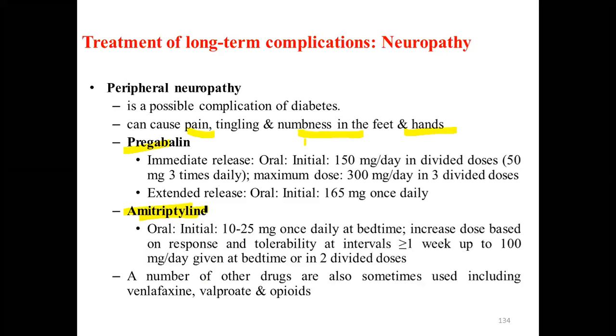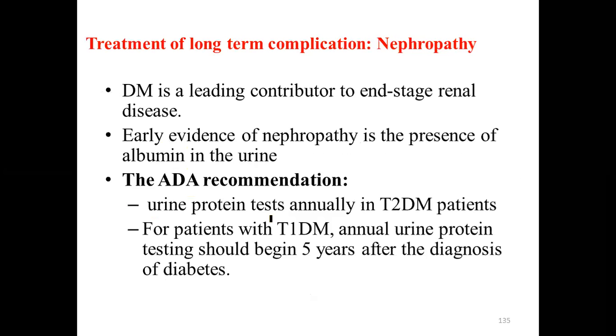We give pregabalin, 150 or 300, depending on the patient's condition. We also give amitriptyline, which is an antidepressant, but it can be used in the management of neuropathic pain. Amitriptyline, usually 25 milligrams, is given at night time because it causes drowsiness. So those are the two medications commonly given to manage neuropathy in the patient.